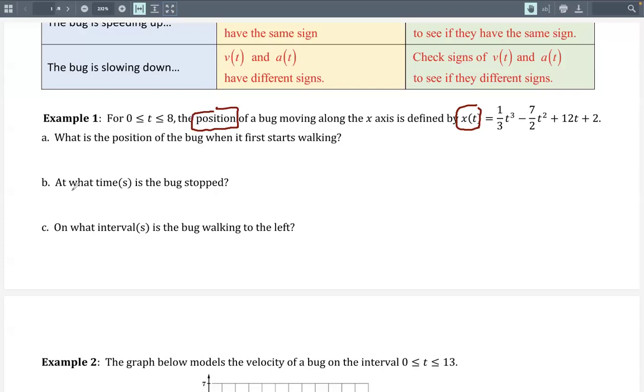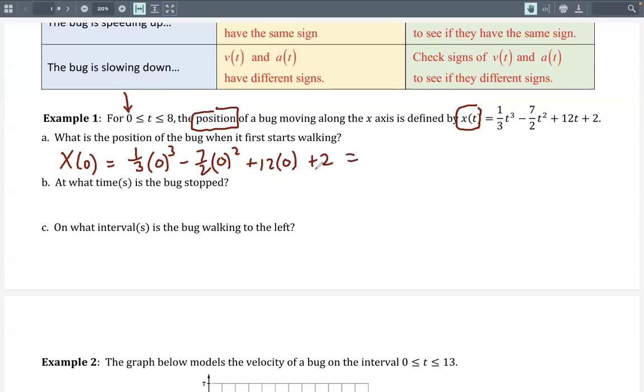So for part A, what is the position of the bug when it first starts walking? Well, when it first starts walking is the beginning of the domain, which is 0. So we plug in 0 to the position function, x of 0 equals 1/3 times 0 cubed minus 7/2 times 0 squared plus 12 times 0 plus 2.